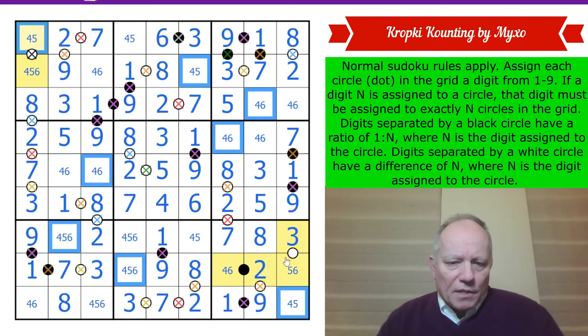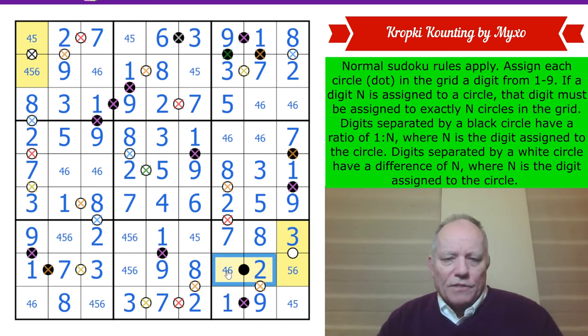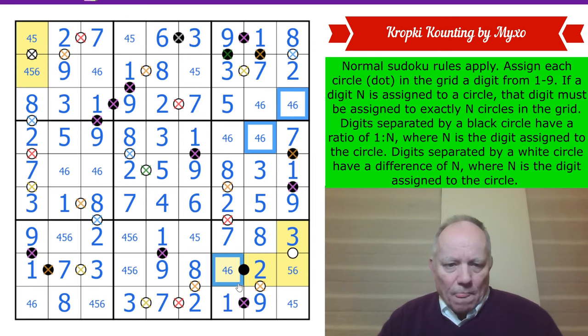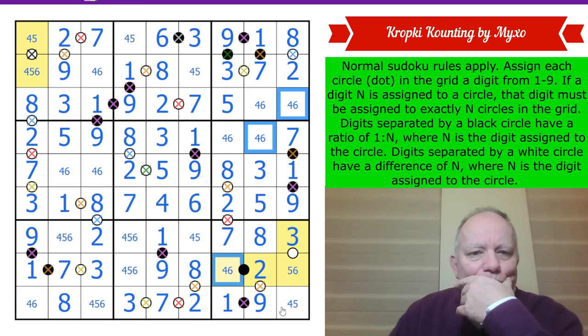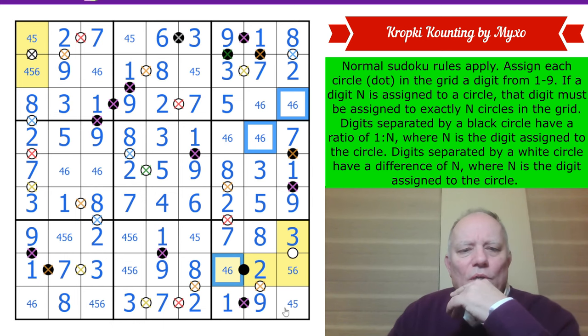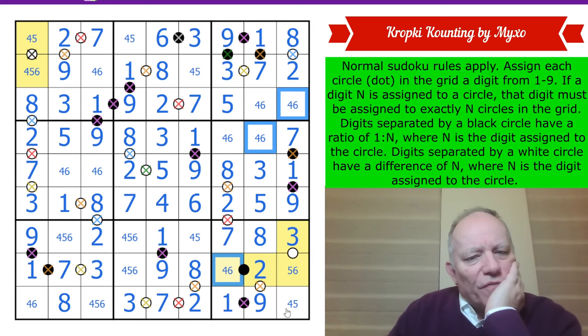Okay, but alternatively, this black dot is the two dot and that's a four. Then what happens to fours? This white dot becomes the three dot. So we've got a five in the corner. How on earth does this resolve now? Maybe I have to think about fives instead.